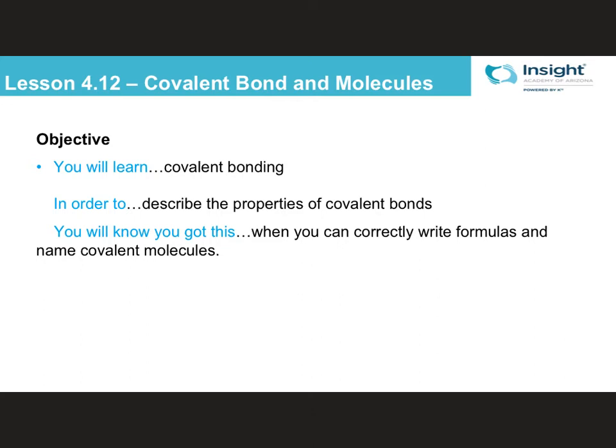Alright, so far we've covered ionic bonding and metallic bonding. Now we're going to add covalent bonding to your repertoire. The major difference with covalent bonding is that they share electrons versus transferring them or, like, the free movement of electrons.